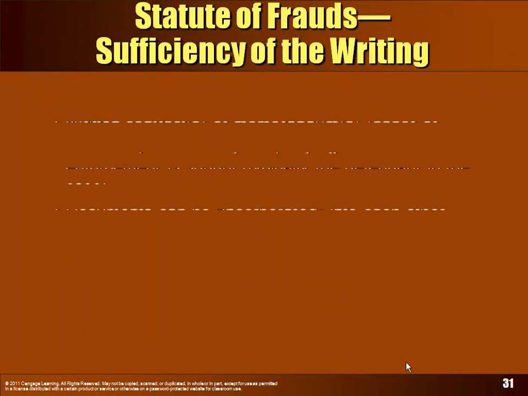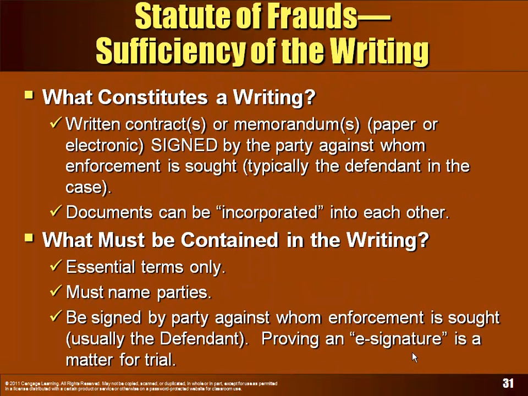So let's go down to the last slide here that really drives home that point of what a writing has to be. Could be a written contract, sure. Could be a memo. It could be most anything except, look at the bottom there, it only requires the essential terms, identify who the parties are, and be signed by whoever you're trying to enforce it against, and the signature could even be an e-signature. All those things are good enough. Okay?